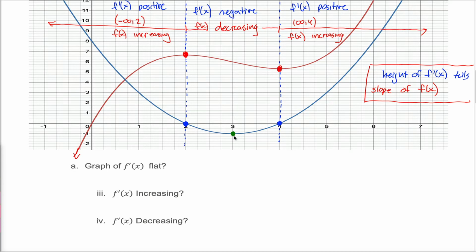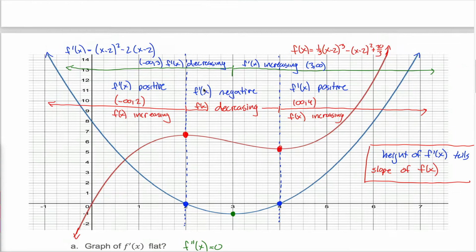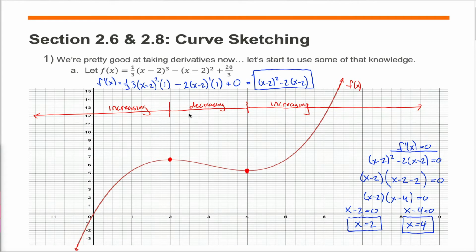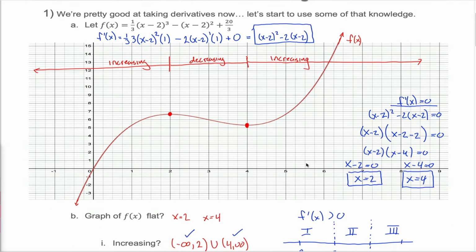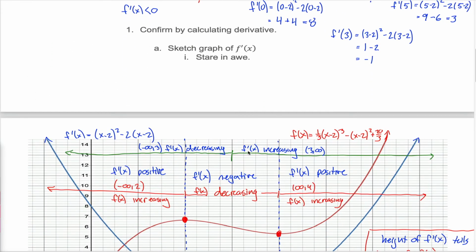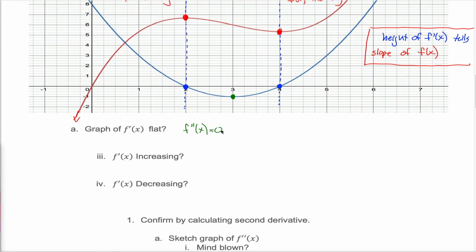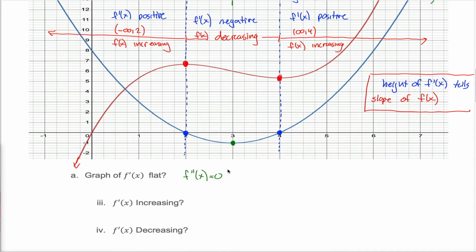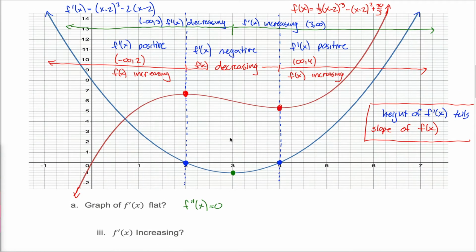The graph in blue is the derivative. To figure out when f prime of x is flat, what we have to figure out is when f double prime of x equals 0. In much the same way that to figure out when the graph of f of x was flat, we had to figure out when f prime of x was equal to 0. To figure out when a graph is flat, you figure out when its derivative is equal to 0. And if the graph you want to know about is the derivative, then it's the second derivative that has to be equal to 0. What's the second derivative? Well, I don't know, but it's easy enough to calculate.